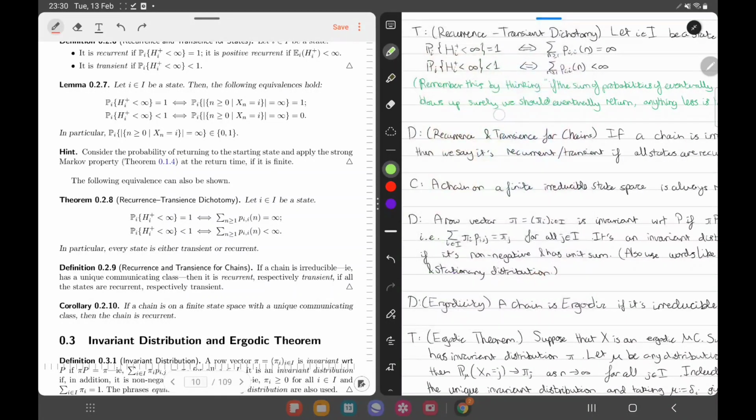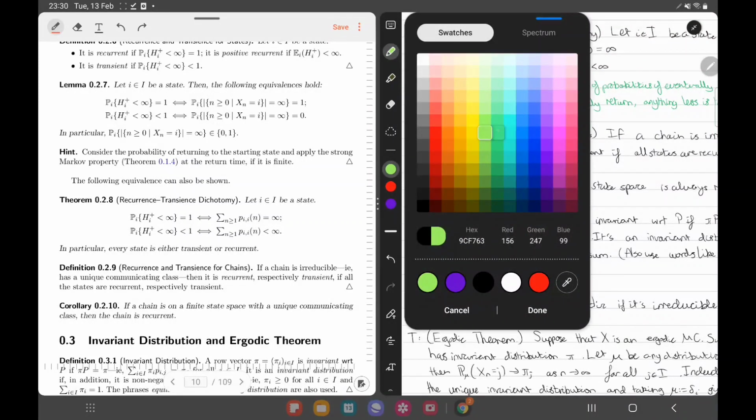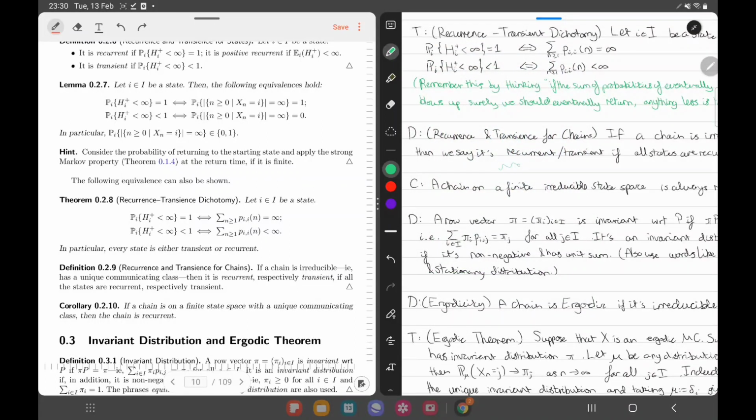I think it's this color here. Is this the right one? No, it isn't. Let's just use this for now. Actually, maybe I can find out what color this is. One sec, I'm going to quickly pause this.